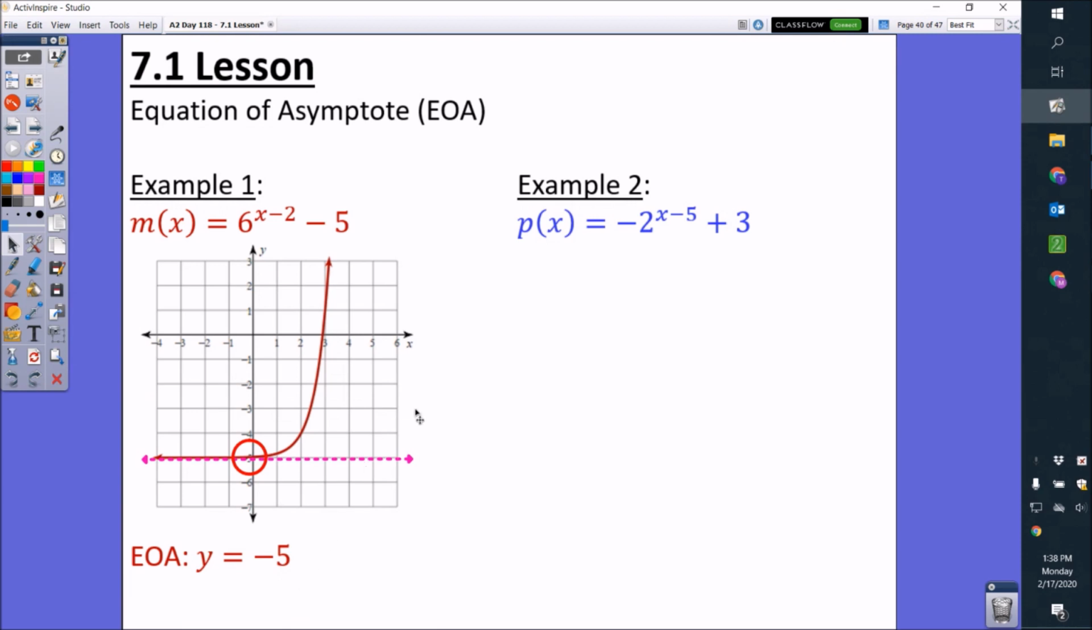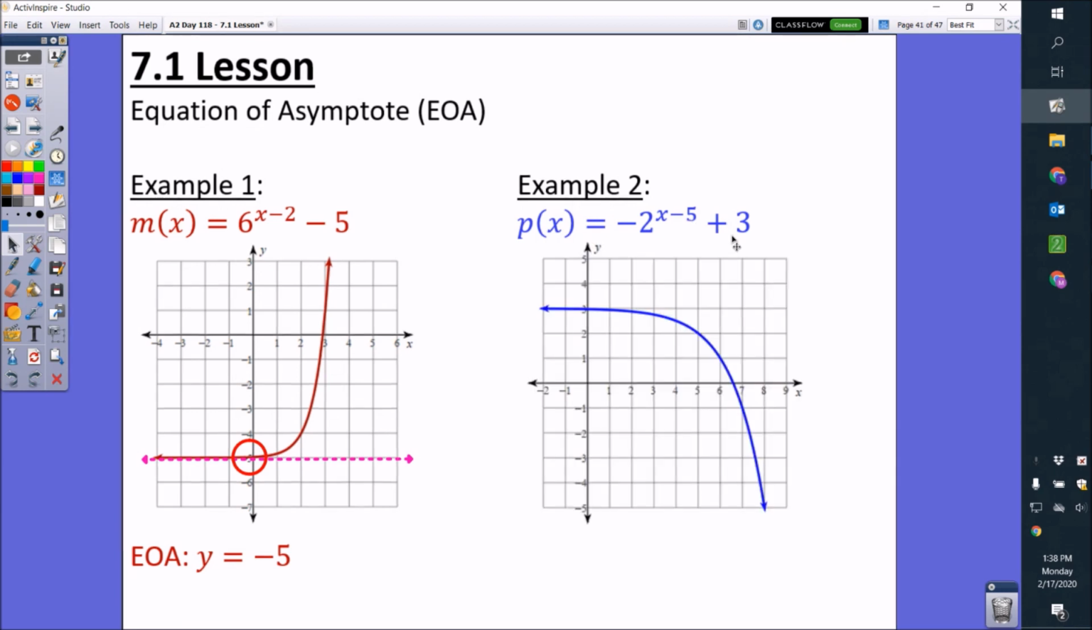Moving on to example 2, we have p of x equals negative 2 to the power of x minus 5 and then plus 3. Let's show you the corresponding graph for example 2. Now this one, since there's a negative in front of the base, the graph flipped vertically. So it reflected across the x-axis. So in example 1, we look at the bottom of the graph, but now in example 2, we look at the top of the graph.